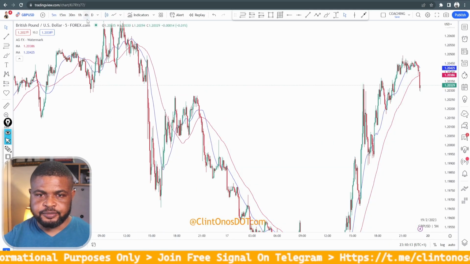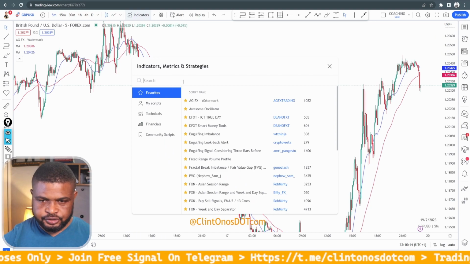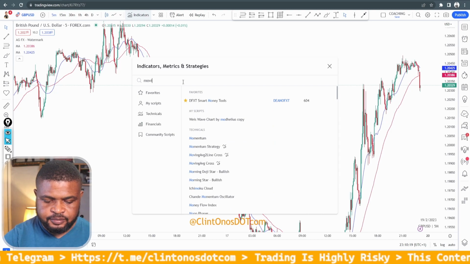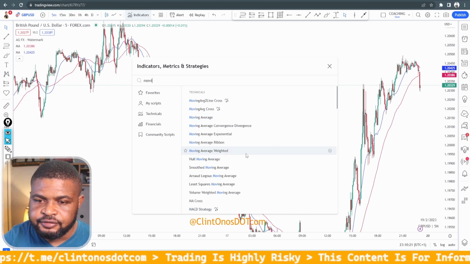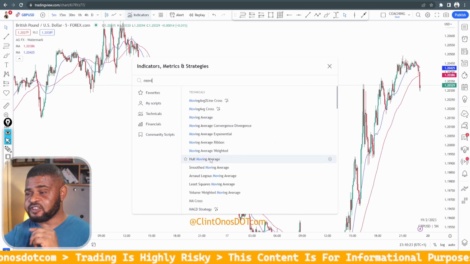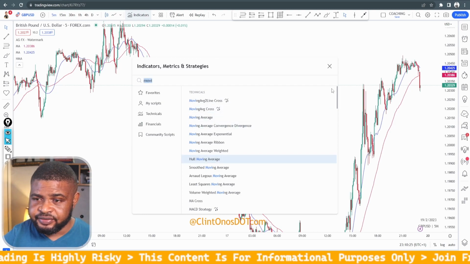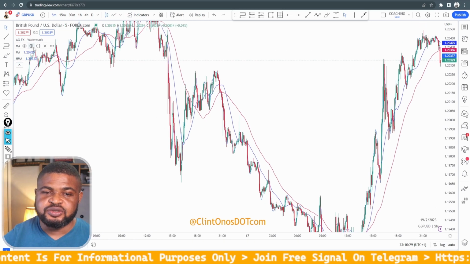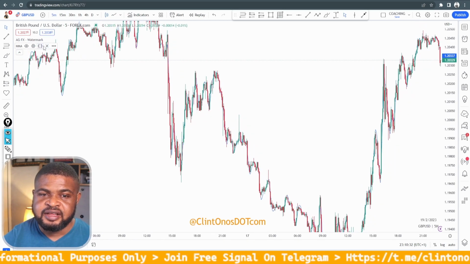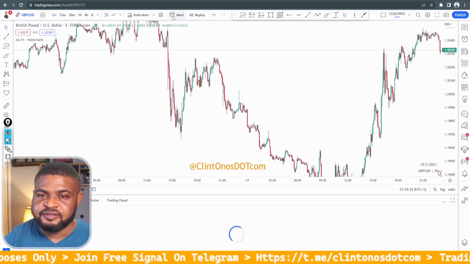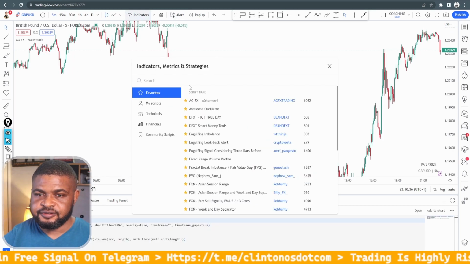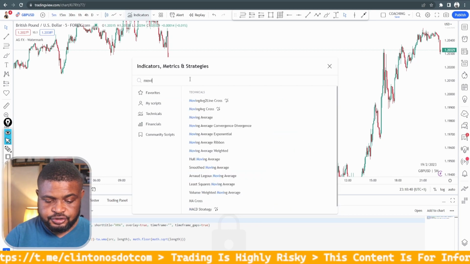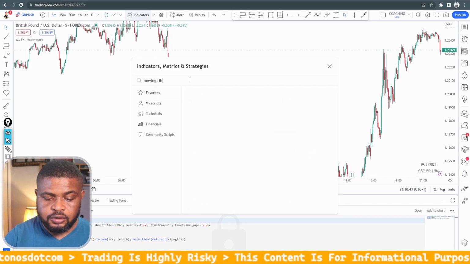Let's just quickly put on a moving average ribbon, right? It's available on TradingView. I talked about moving averages, all right? There are different kinds of moving averages, right? It's what you decide to do with it that matters, right? Let me look for the moving average ribbon.